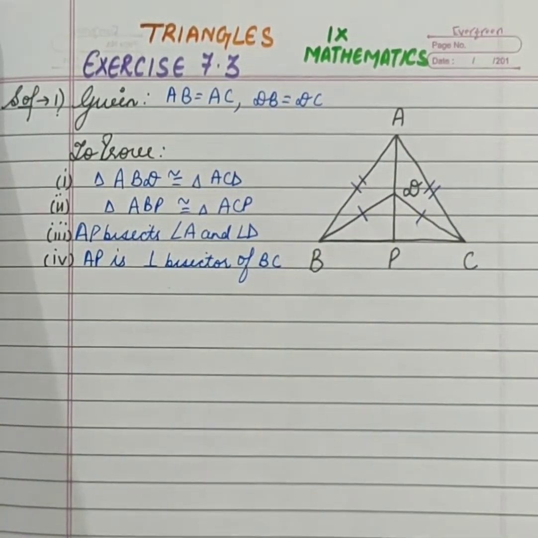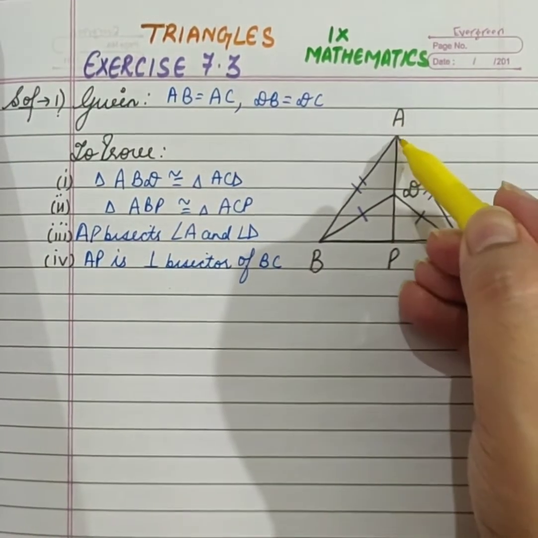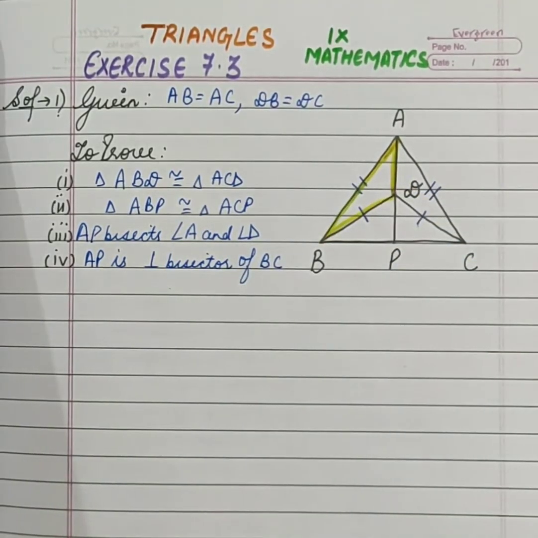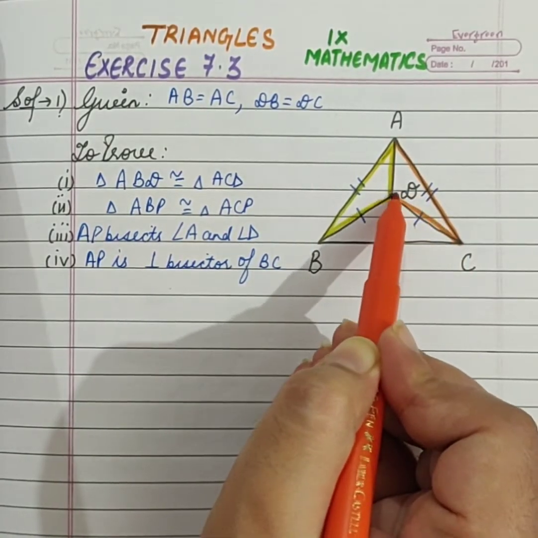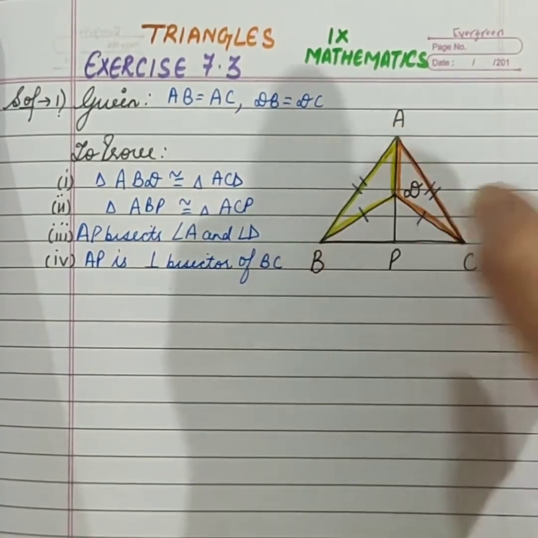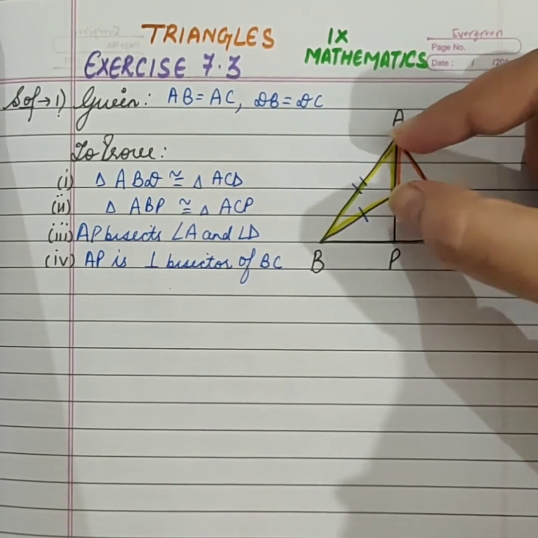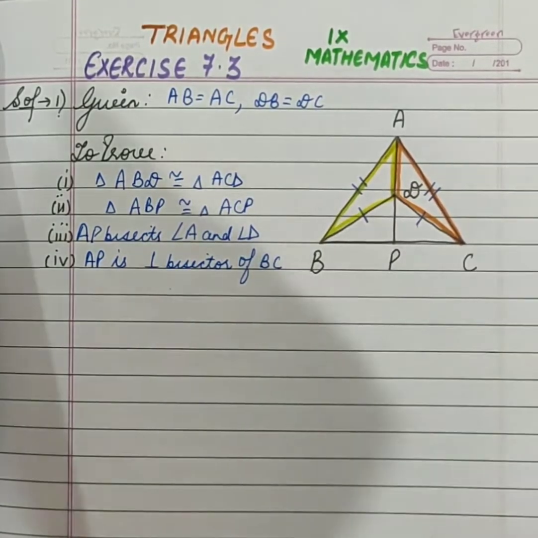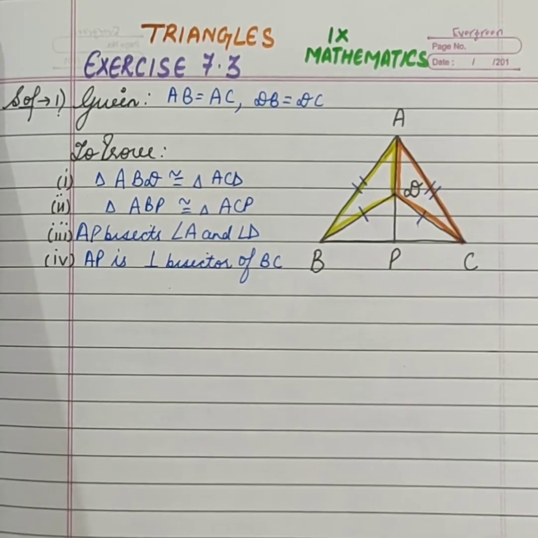Let's look at the first part. We are supposed to prove triangle ABD, that means this yellow triangle, is congruent to triangle ACD, that means this orange triangle. How to prove these two triangles as congruent? See, AB of yellow triangle is equal to AC of orange triangle. AD is common in both the triangles and DB is equal to DC. So by using side congruence rule, the two triangles can be proved congruent.